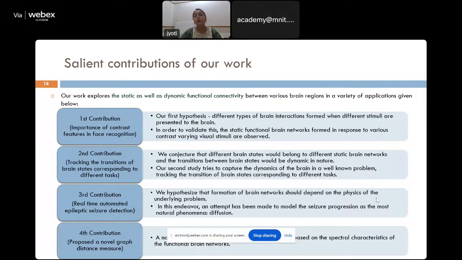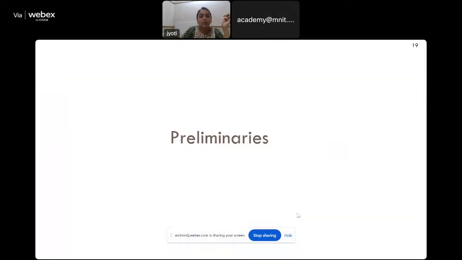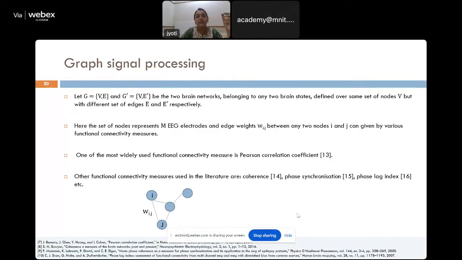The third is, we show very naturally how we can make a network from the EEG data, and in real time we try to detect the seizure onset with simple approaches. And the fourth is, we propose a graph distance measure which finds the distance between any two networks. Some of the preliminaries required to understand my work: the first is graph signal processing.